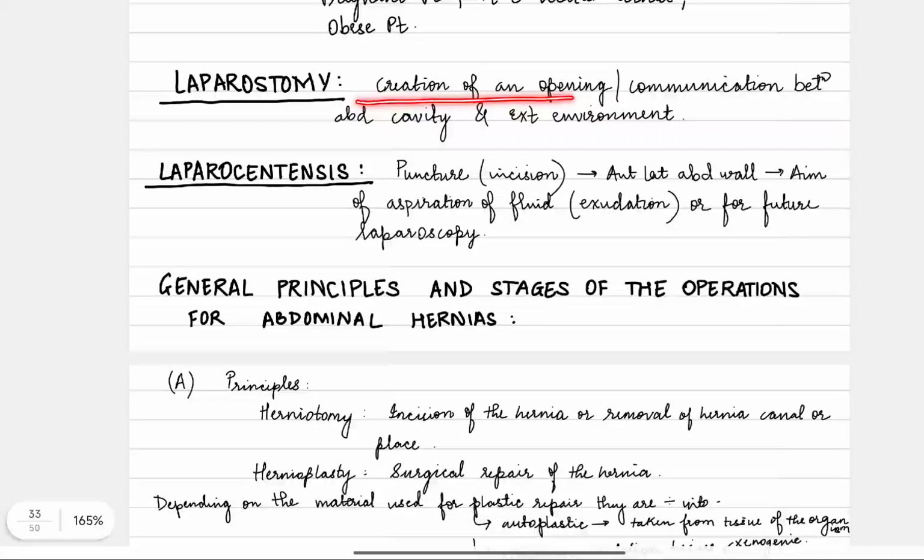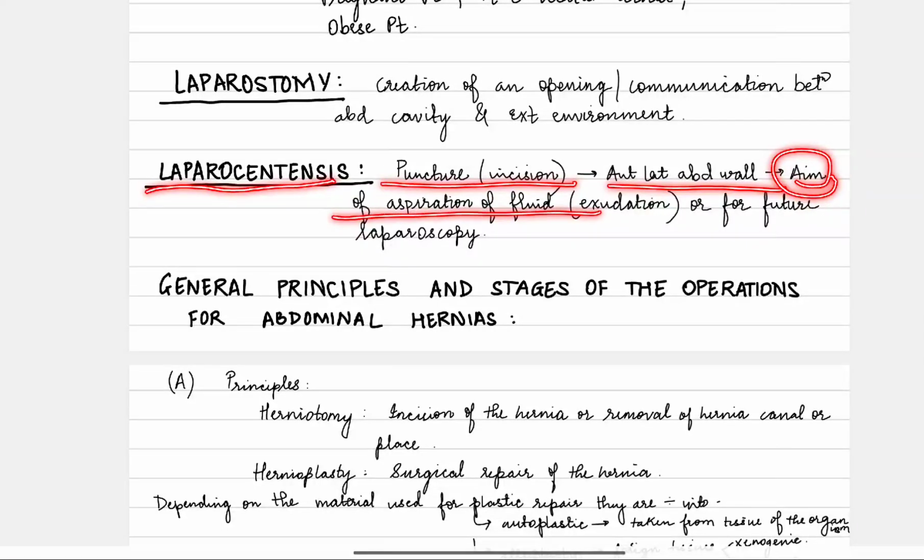Laparostomy is creation of an opening or communication between the abdominal cavity and external environment. Laparocentesis is puncture or incision on the anterior lateral abdominal wall. It is done for aspiration of fluid, which is also called exudation, or for future laparoscopy.